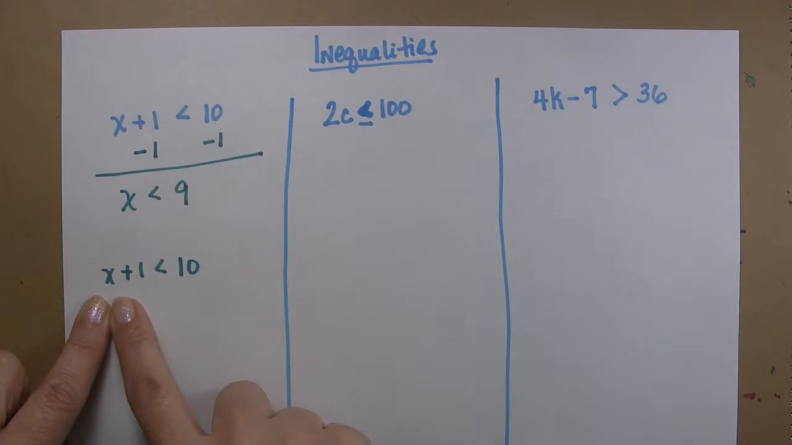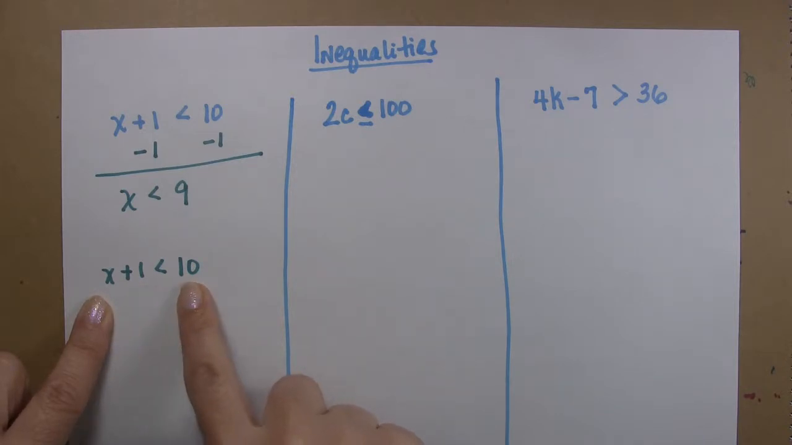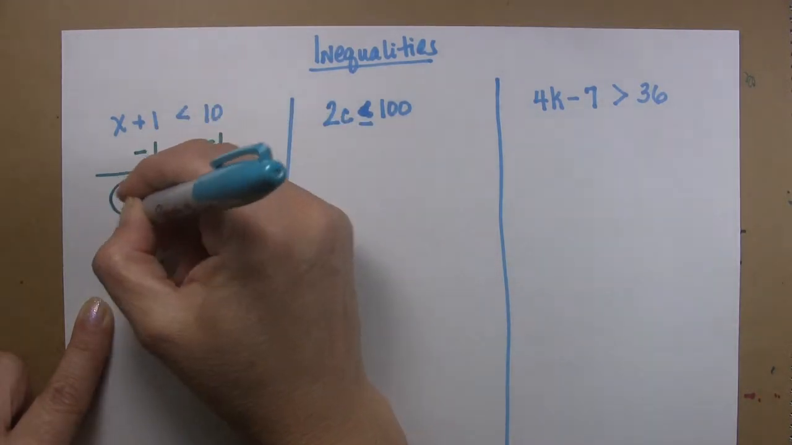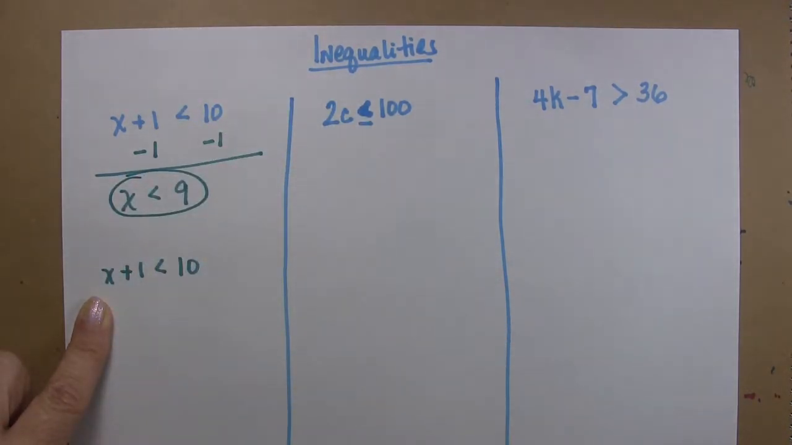If I put a number bigger than 9 in here, it's not going to work. Let's say I put 15 in. 15 plus 1 is 16, which is not less than 10. Do you see what I mean? So any number less than 9 will work. Any number greater than 9 will not work.